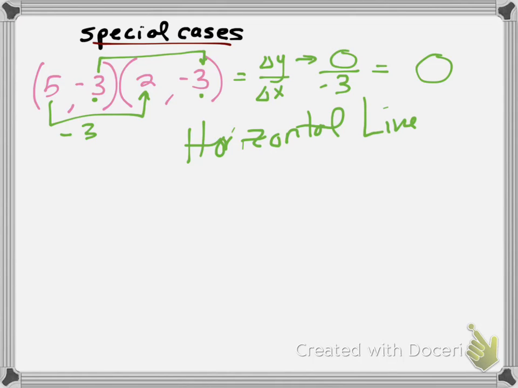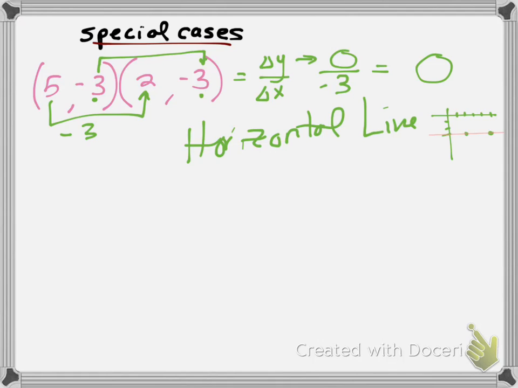Okay, and if we graph that point, 1, 2, 3, there's one of them. 3, 4, 5, there's the other. And if you looked at it that way, you'd have seen that, yep, that is a horizontal line, and the slope is clearly 0.